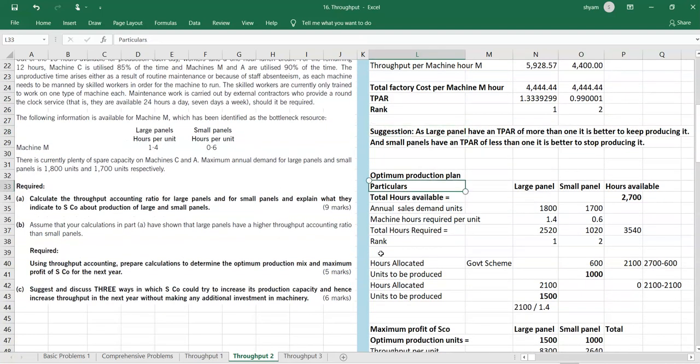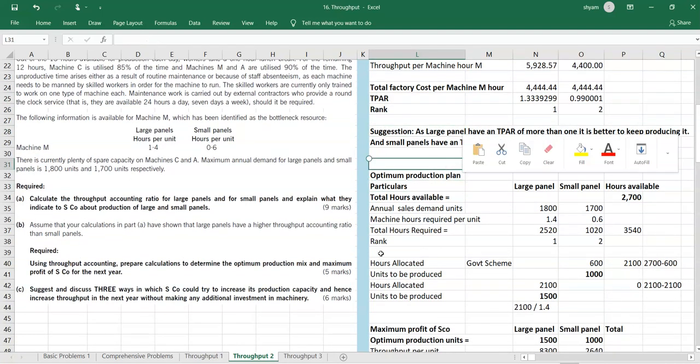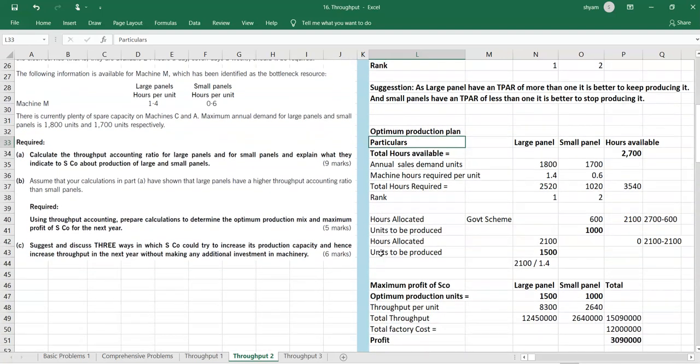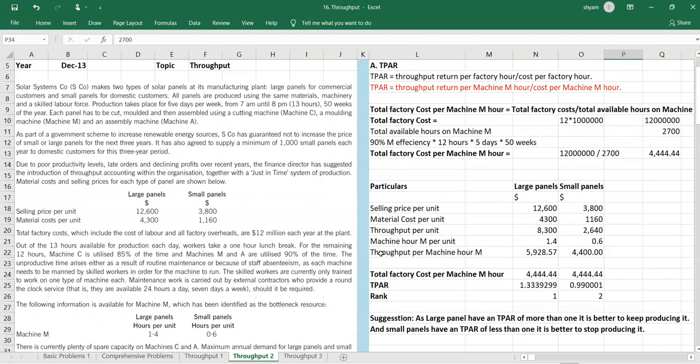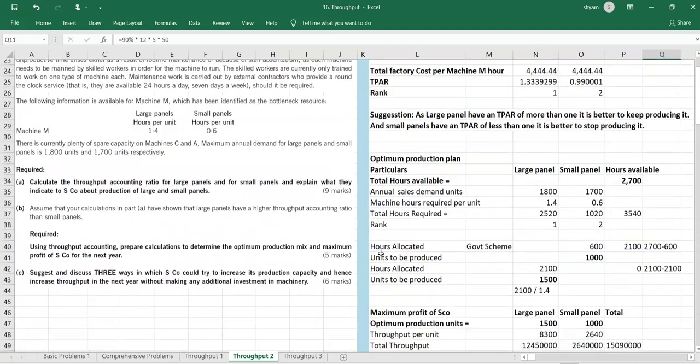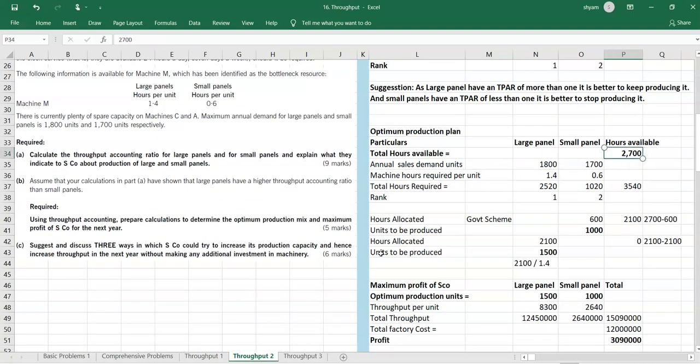Thereafter we moved to optimum production plan. So optimum production plan indicates how many units we could effectively produce. So totally we have 2700 hours. How did we get that? We got it from here. So 2700 hours we got it.